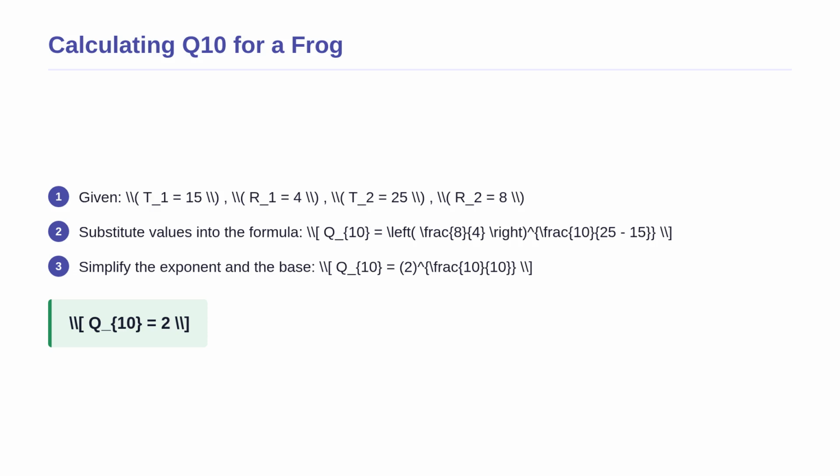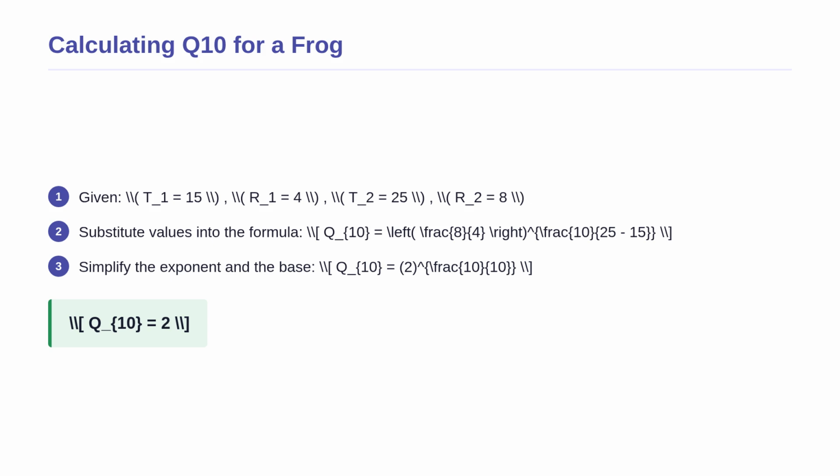Before we move on, let us see this formula in action with a concrete example. A biologist is studying a cold-blooded frog. We are given an initial temperature of 15 degrees Celsius with a respiration rate of 4 units per minute. The temperature is raised to 25 degrees, and the rate increases to 8 units per minute. We need to calculate Q10.